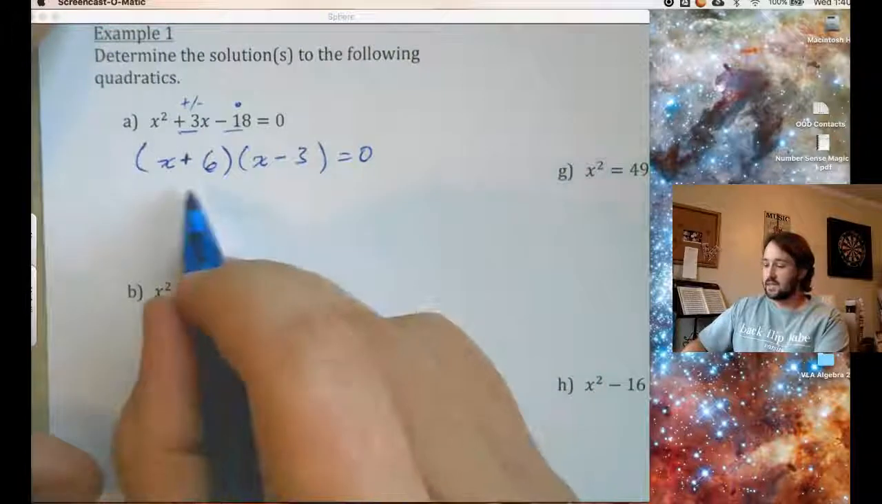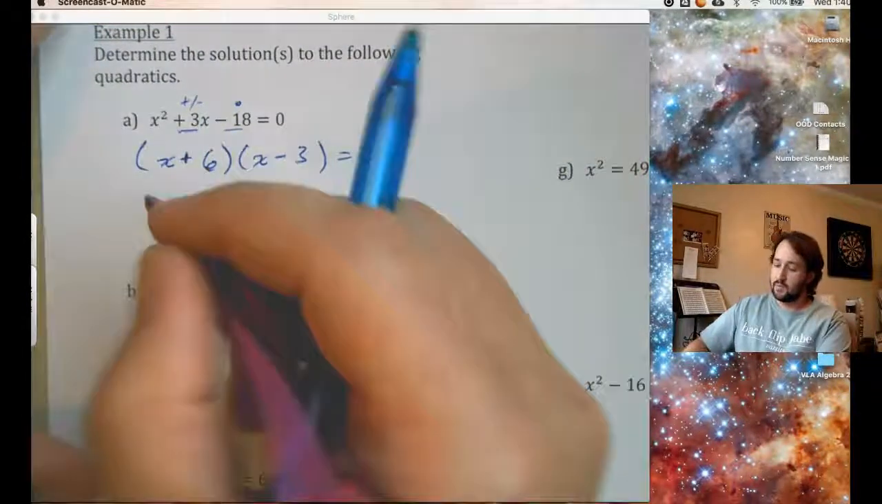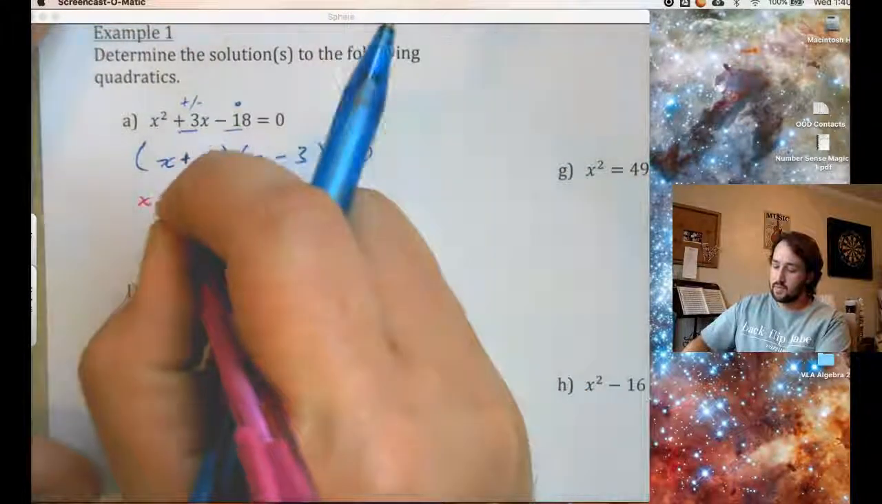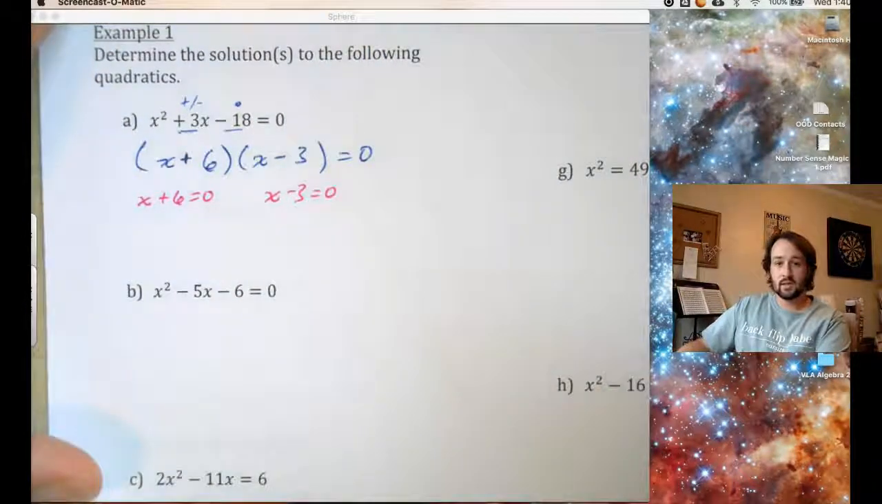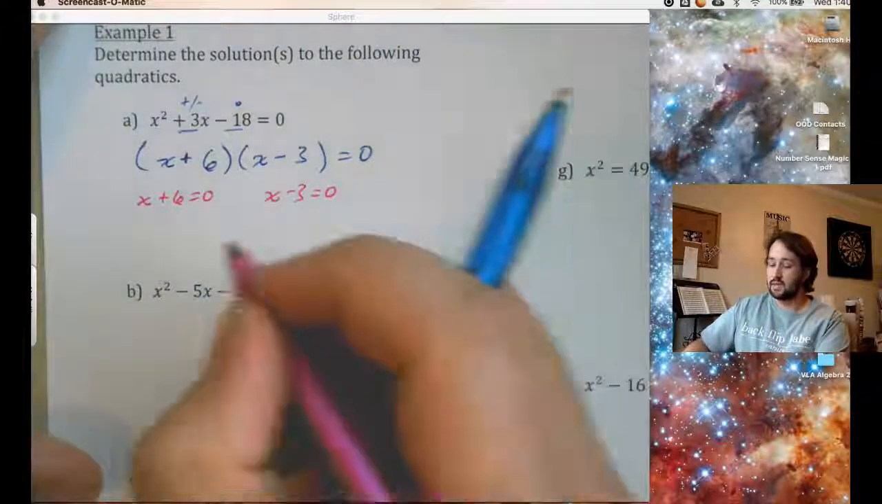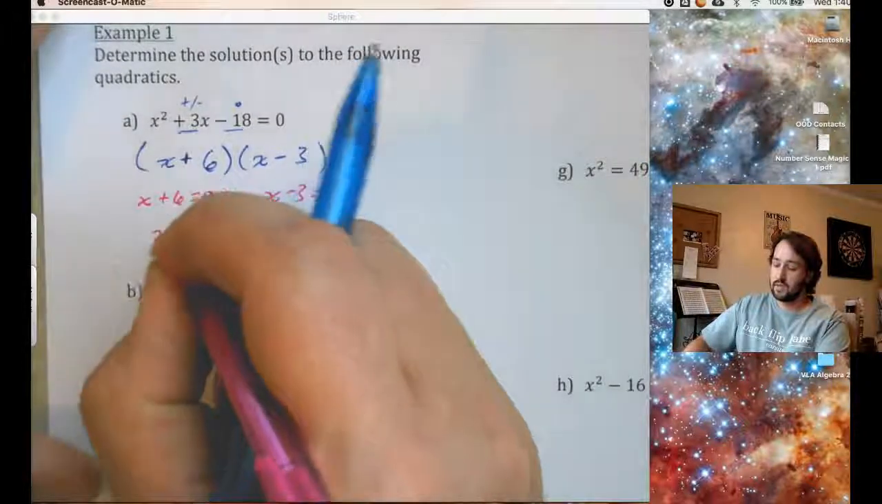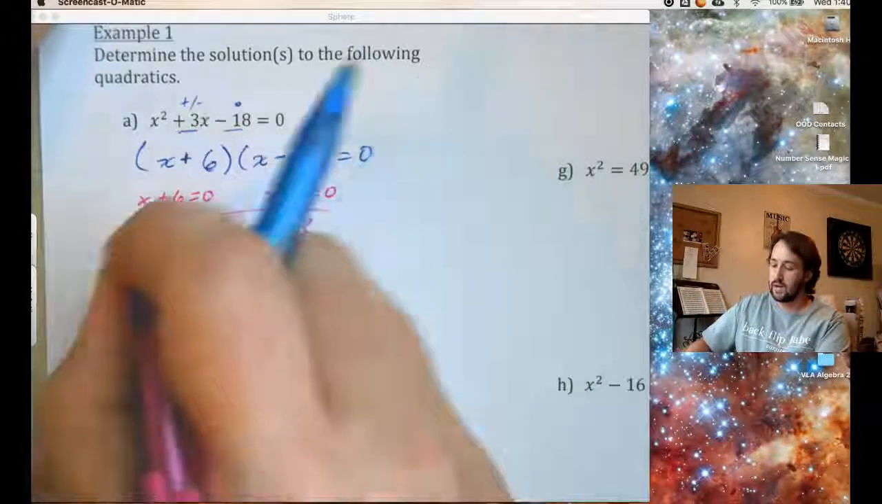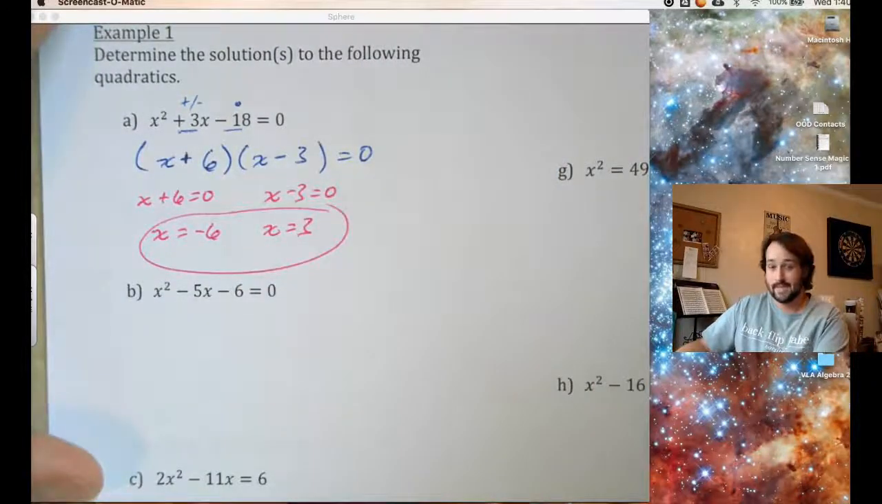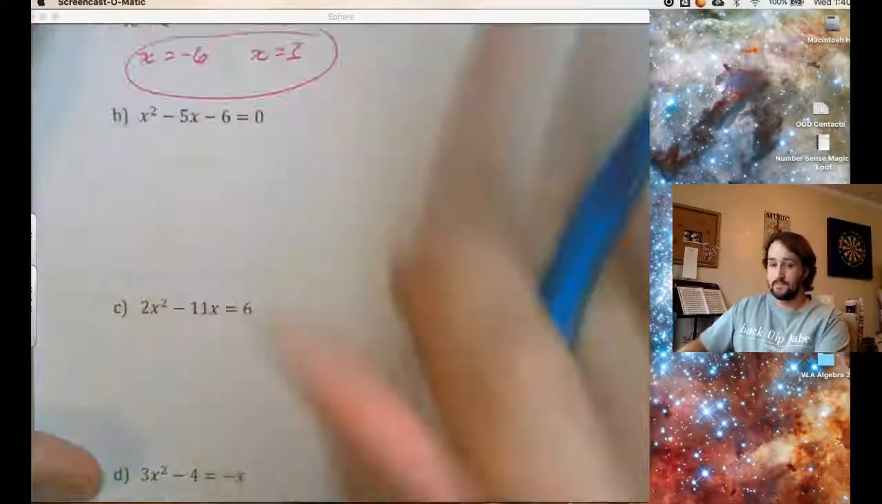Once I have it set in factors, I can take both of those factors, set them equal to 0, and continue solving. Something times something equals 0, so one or both of those things has to be equal to 0 for that to work. So this would be -6. This would be 3 when you subtract 6 and add the 3. That's it. All right, moving on.